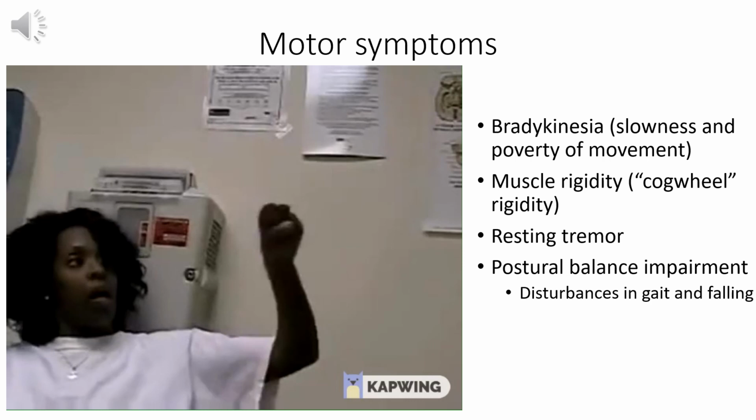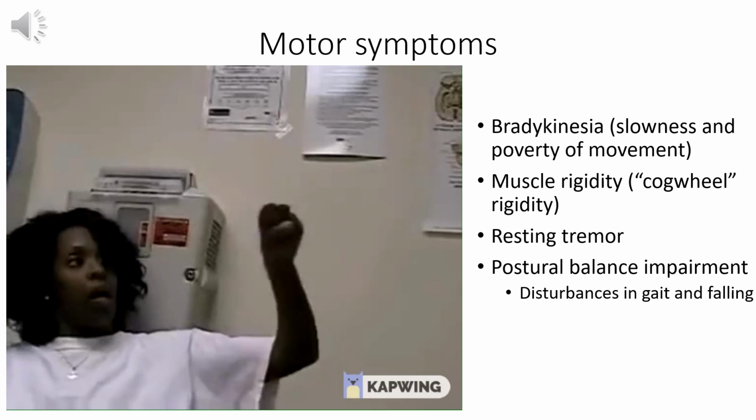So in the video, the patient is asked to walk down the hallway. You can see that she has trouble maintaining balance, walking in a straight line. Her gait, which is her walking, is off center. She has visible disturbances in balance and walking.